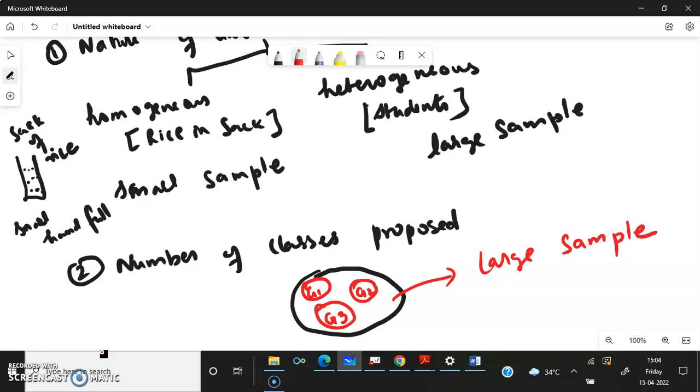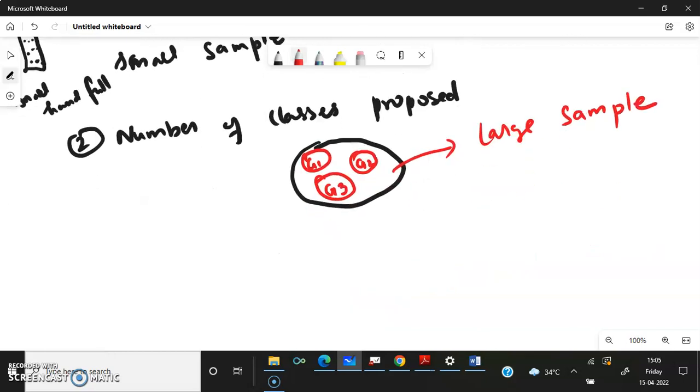If I'm further dividing, for example if I want to form groups in your class, a large sample would be required because a small sample might not be able to give a reasonable number of items in each class. That is the reason I need a large sample. Now we go to the third one, nature of study.